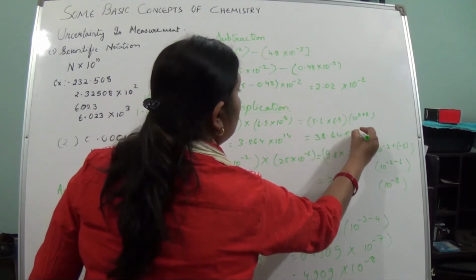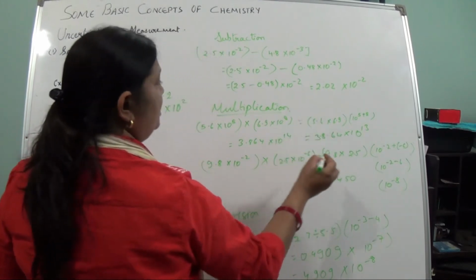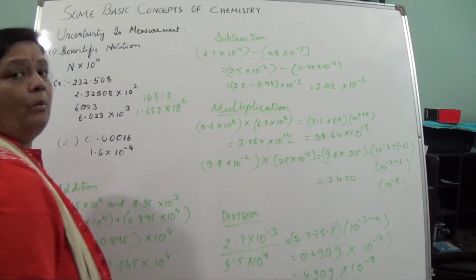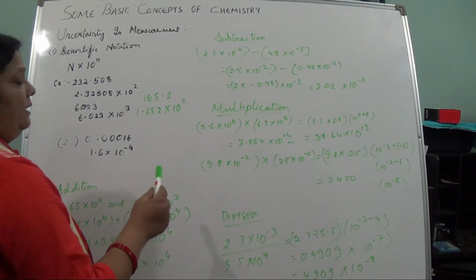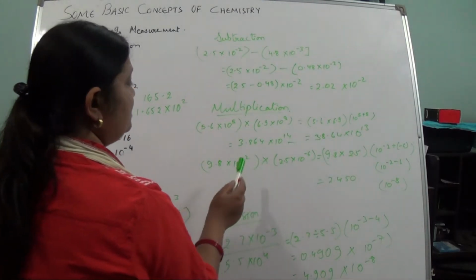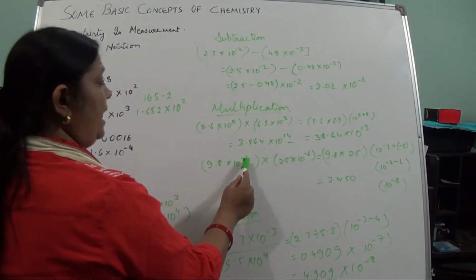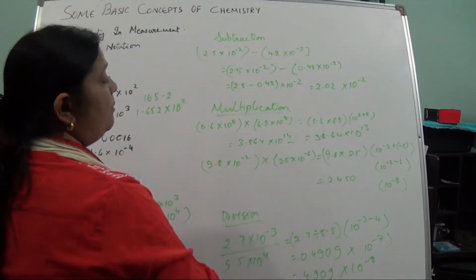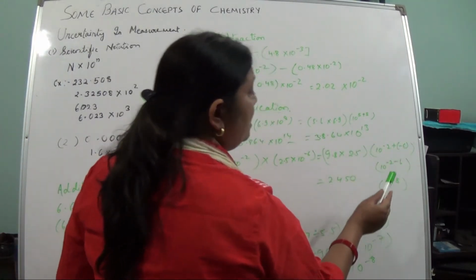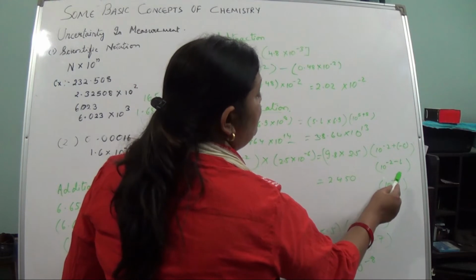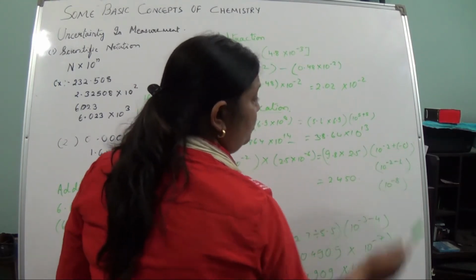38.64 into 10 to the power 13. But if we are just changing it one place to the left, it becomes 10 to the power 14. Now likewise, in the negative sign also, here we are doing multiplication. Here it is minus 2, here it is minus 6. So we have to add minus 2 plus minus 6, so it becomes 10 to the power minus 8, because plus into minus becomes minus.